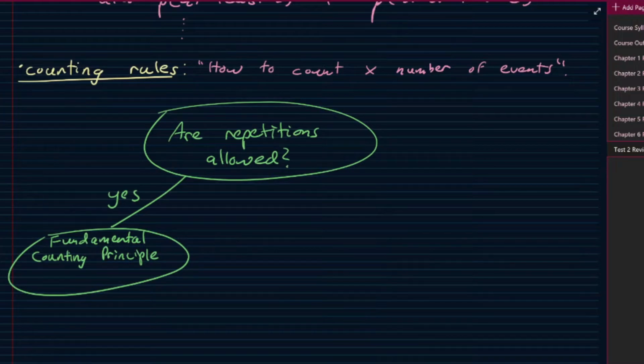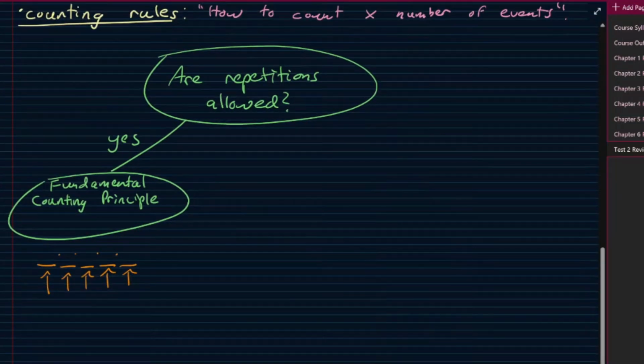And remember the fundamental counting principle, that's when you just write out the number of dashes representing the number of tasks in a problem. Then you put the number of ways that you could accomplish each task in each slot, and then you multiply them together. So that would be like, let me just do a quick example. How many 4-digit numbers are there?